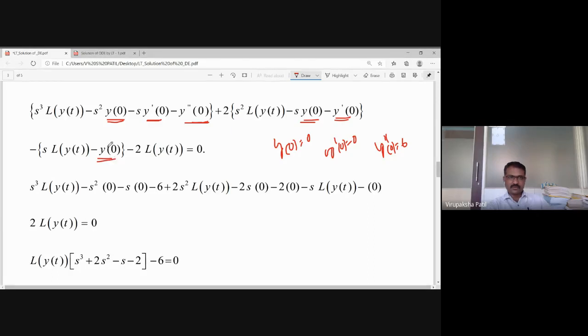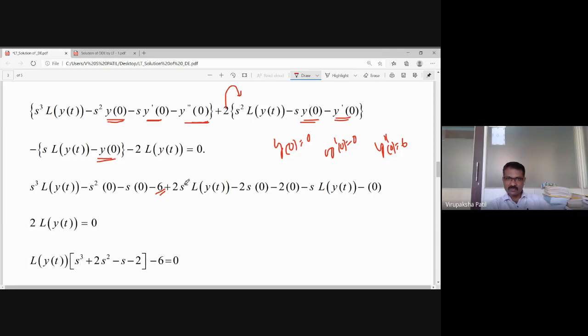s square into y of 0 is y of 0, which is 0. We have substituted here. s into y dash at 0 is also 0. We have substituted here. Minus y double dash at t is equal to 0, that is 6. We have substituted here. Now what we will do is take these two inside and simultaneously put in these values wherever applicable.